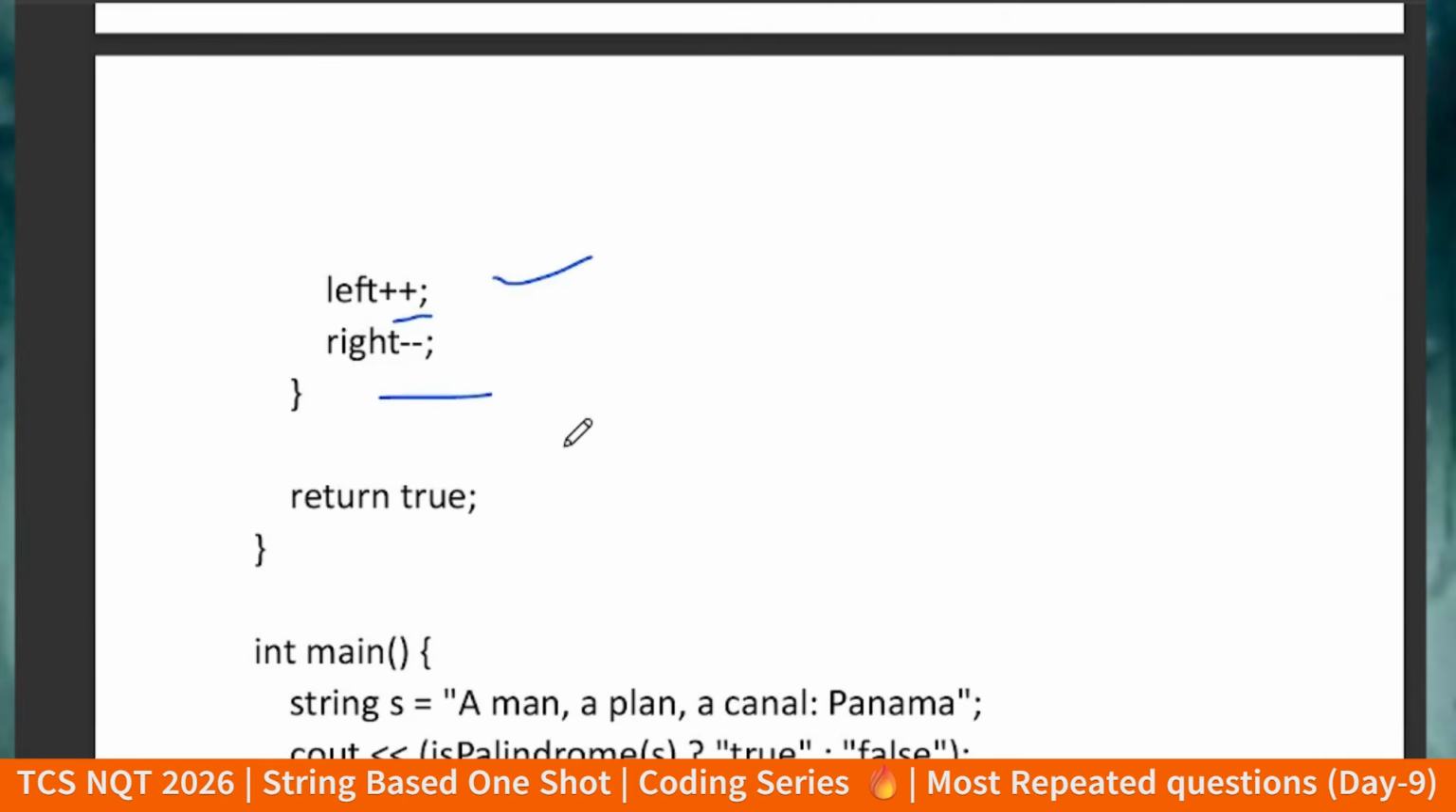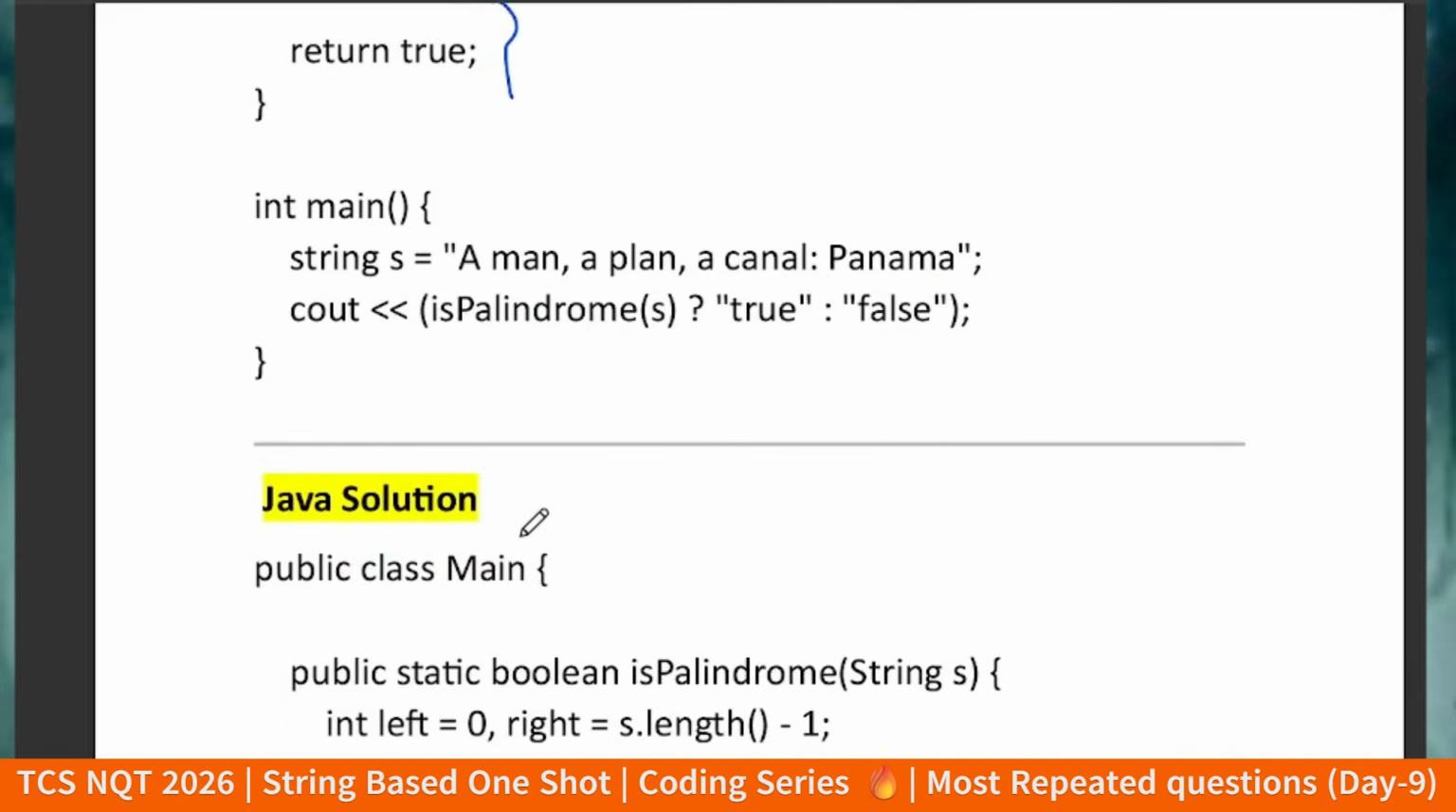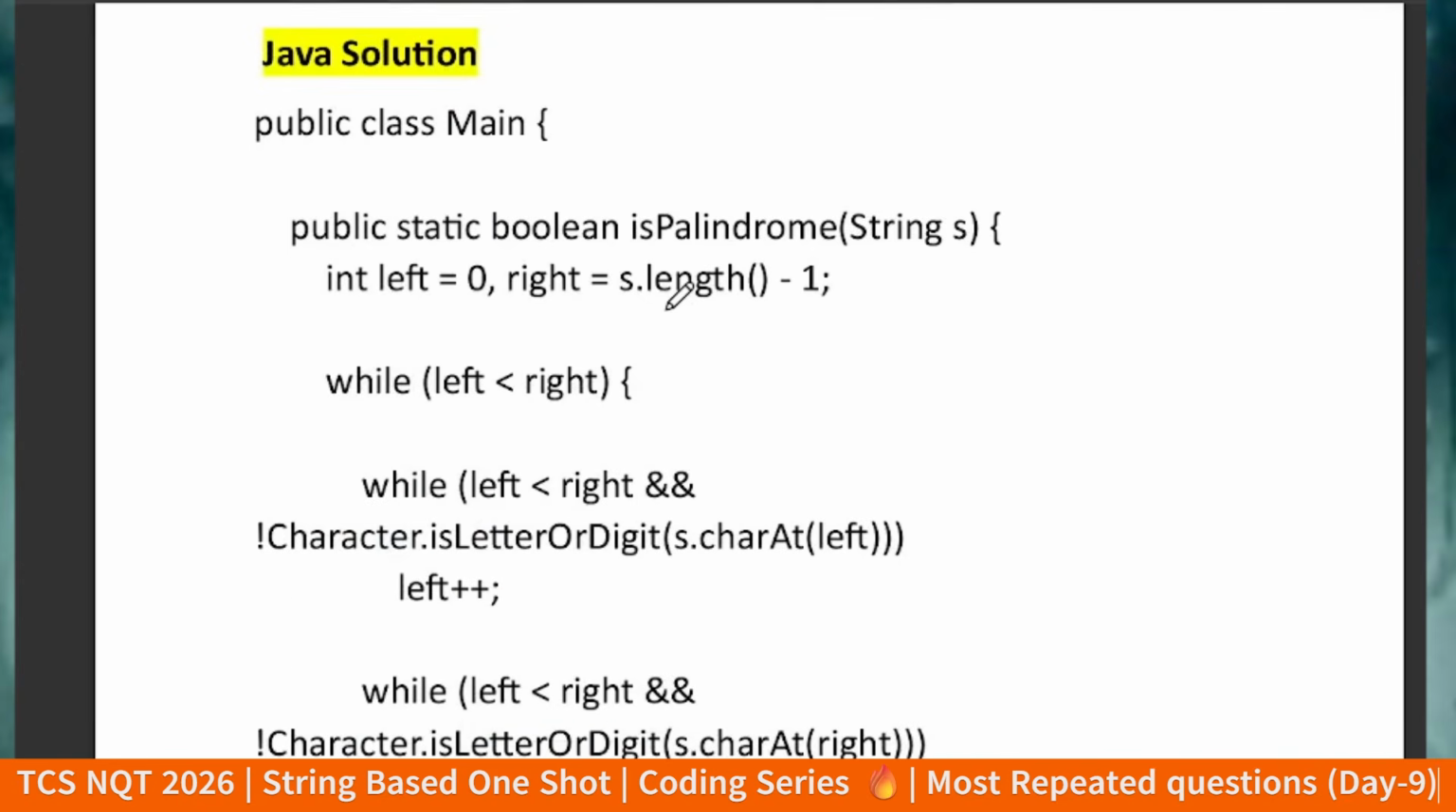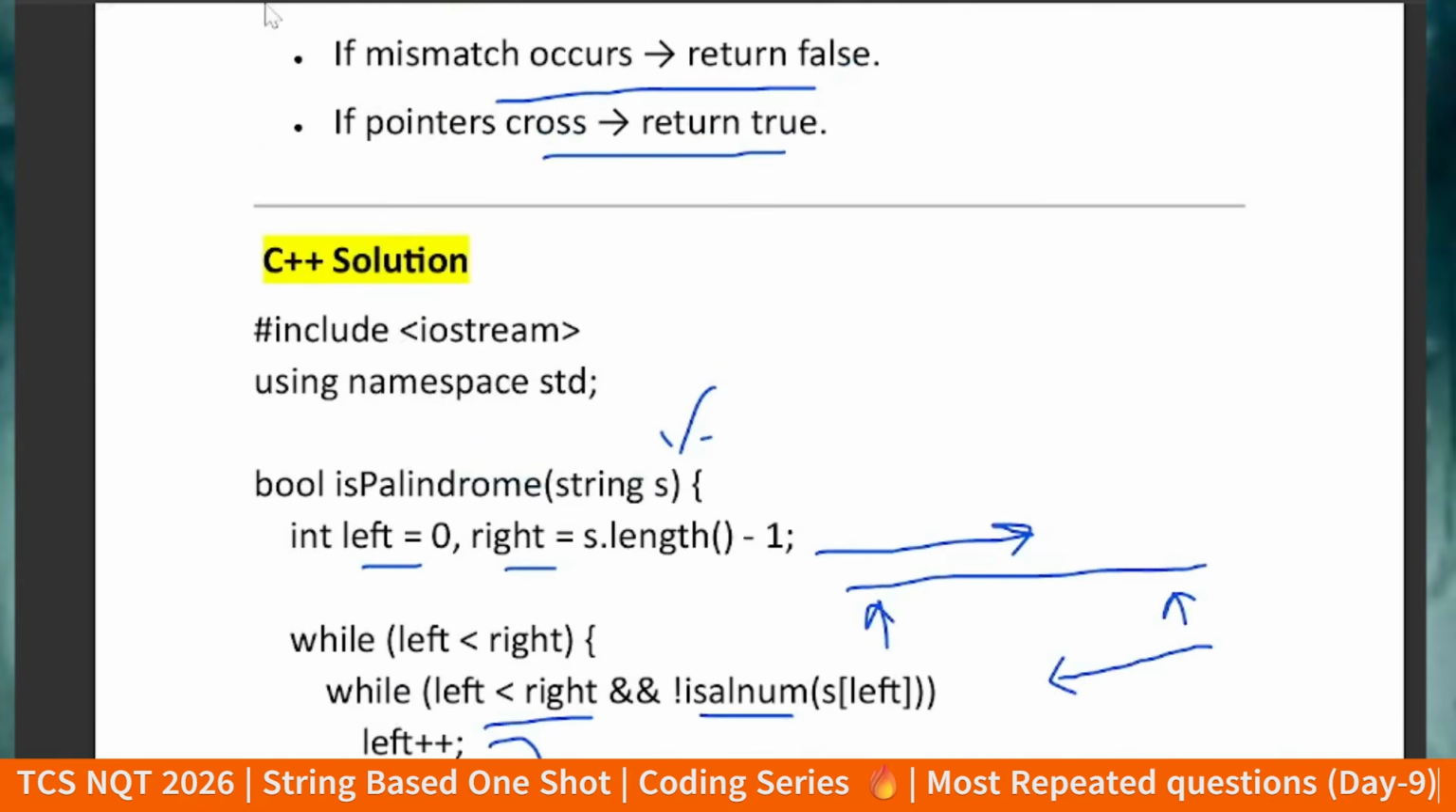Got it? So if you are coming out from the loop, means what? Your left pointer and right pointer both are crossing each other. So we will return true, because it means it is a palindrome string. So I hope you got it. Let me dry run this, then it will be quite clear to you.